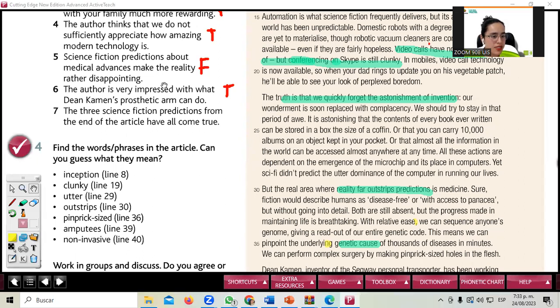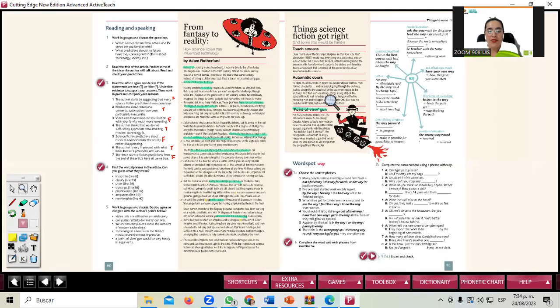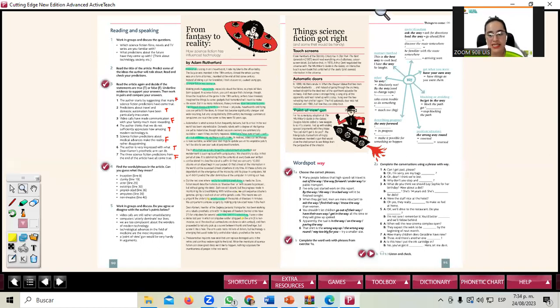The last one, let's hear maybe Natalia, number 7. The 3 science fiction predictions from the end of the article have all come true. For me, it's false, because the last one, the point of view gun, is not a reality. Yes, this one is not a reality, but something the author thought would be useful or handy to have. The point of view gun is not a reality yet.